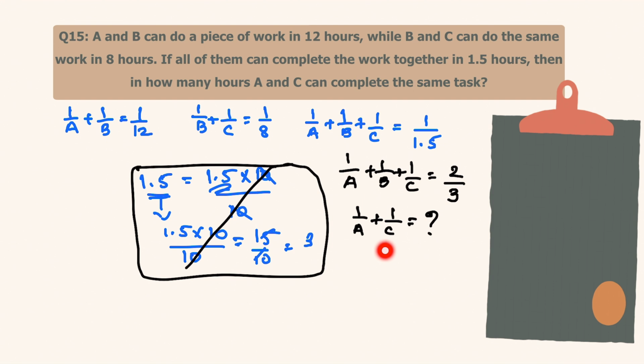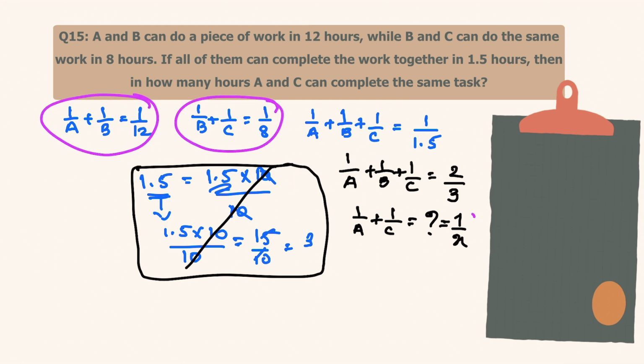What I recommend is, we use the same trick we used in the previous question. We add 1 by A plus 1 by B, plus 1 by B plus 1 by C, plus this one. We will take this as X plus 1 by A plus 1 by C. It will be 2 times 1 by A plus 1 by B plus 1 by C. You remember that? We used that trick. So we will add this one, and this one. We will get what? How do we write it?